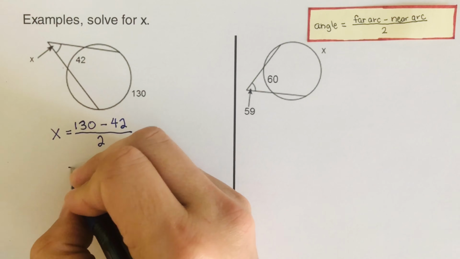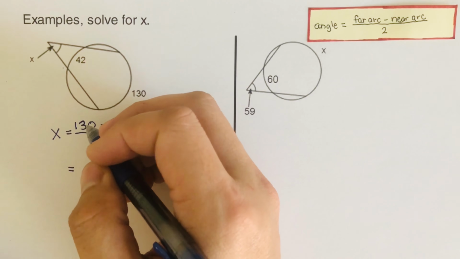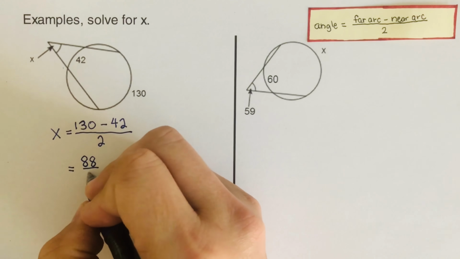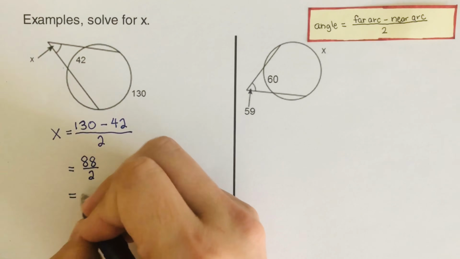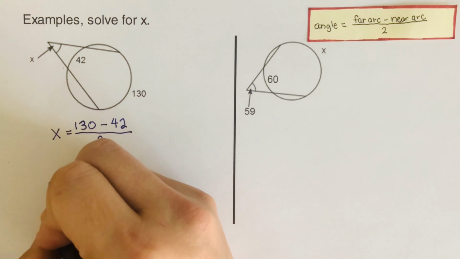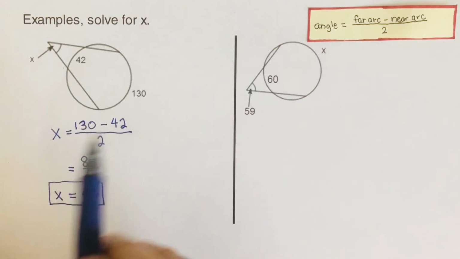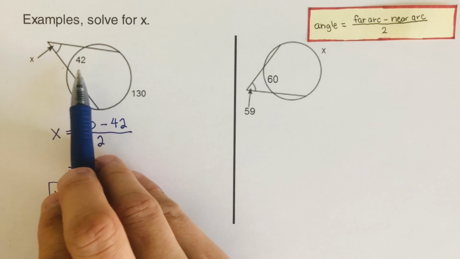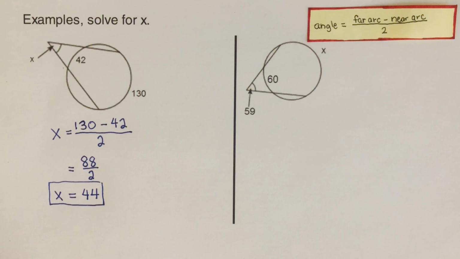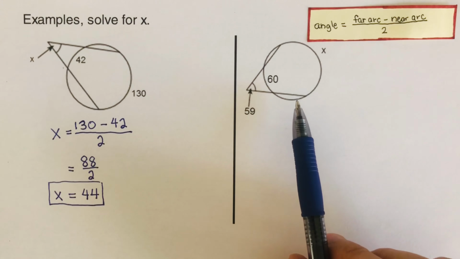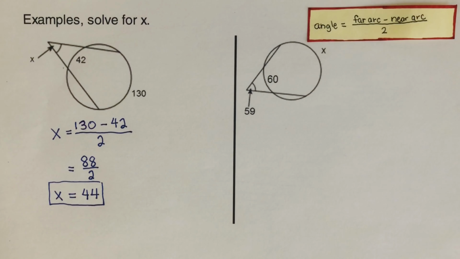Then we go ahead and do the math on this. So 130 minus 42 is 88, divided by 2. 88 divided by 2 is 44. And this is the value for this angle right here. And that makes sense because 130 minus 42 divided by 2 is equal to 44. At this time, I would encourage you to pause this video and try this problem out on your own. And when you're done, unpause it and check your answer.